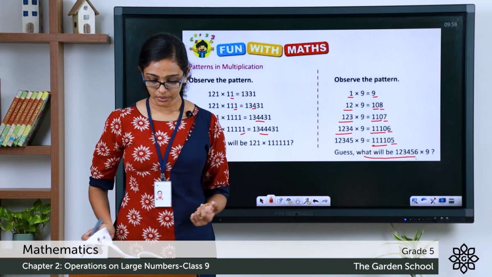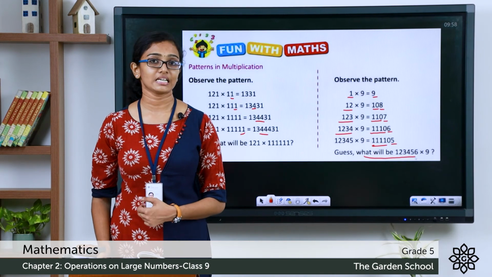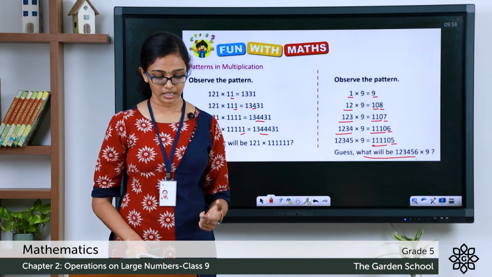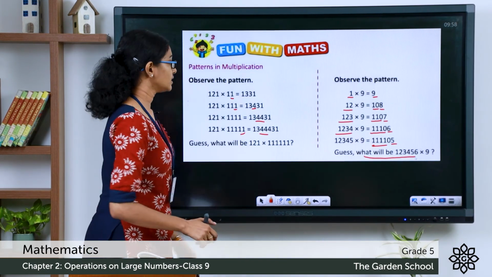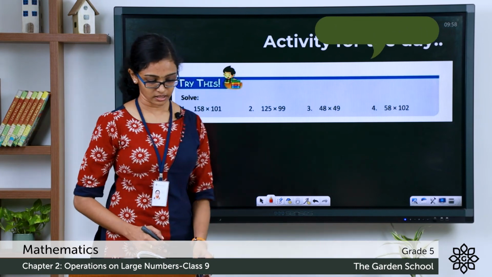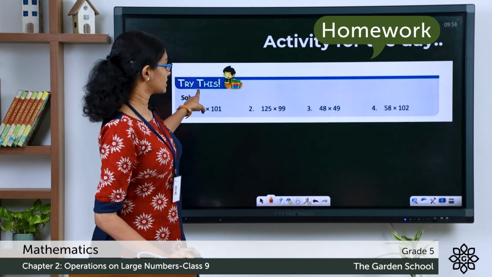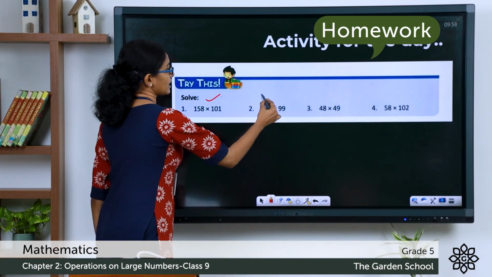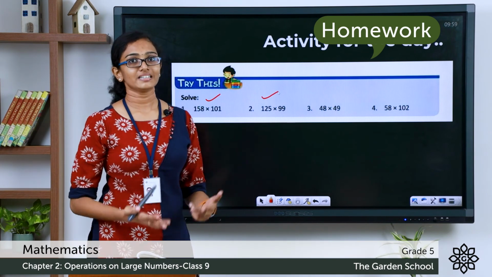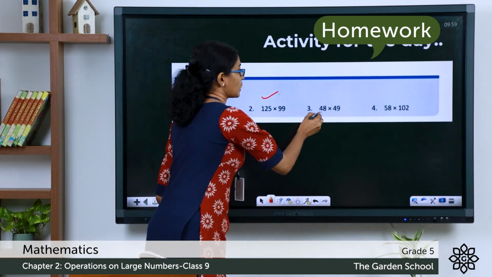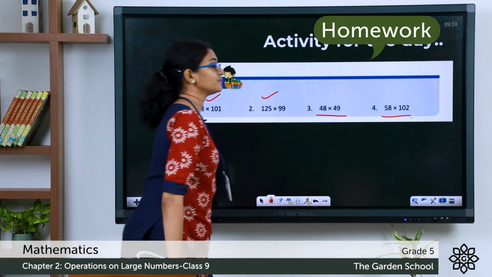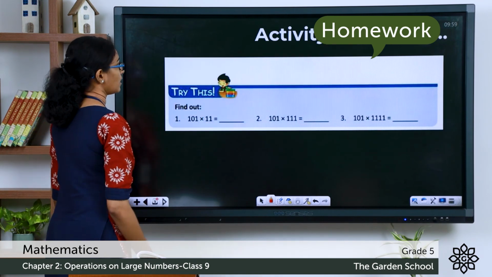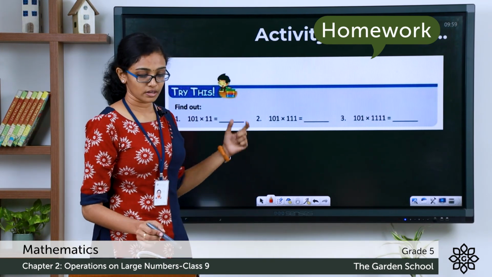I hope the topic we discussed today, the shortcut multiplication, is clear to you. There are a few more questions that you can work out in your textbook. Now, as an activity for the day, on the same page at the top, you can see this, try this column. The first two questions, 158 into 101 and 125 into 99, we have already discussed in the class. The other two questions, 48 into 49 and 58 into 102, you have to note down in your notebook and work them out.